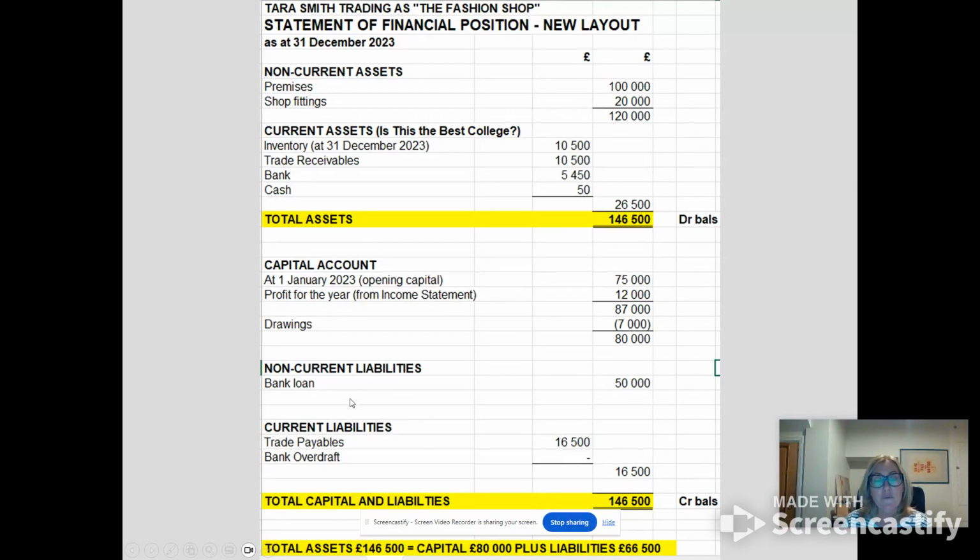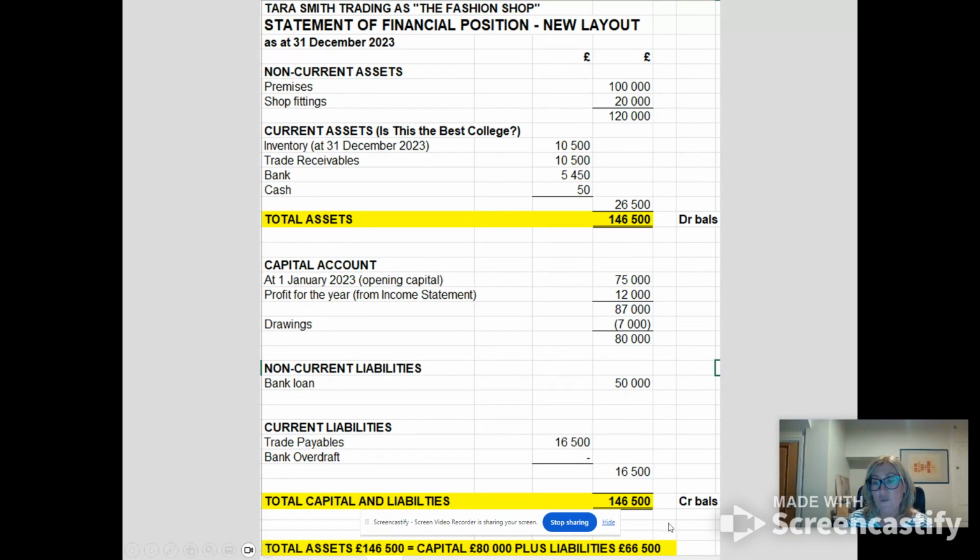financial year. Then we're adding on any non-current liabilities. So in this case Tara's got a bank loan, something that's going to be paid after more than 1 year, £50,000, and then she's got current liabilities. The only thing she's got in there is trade payables, money that she owes to her suppliers, but if she did have a bank overdraft that would go alongside there. So total of current liabilities 16,500, and when we add the 80,000 of capital, the 50,000 of non-current liabilities, and the 16,500 of current liabilities, we get to a total of 146,500.